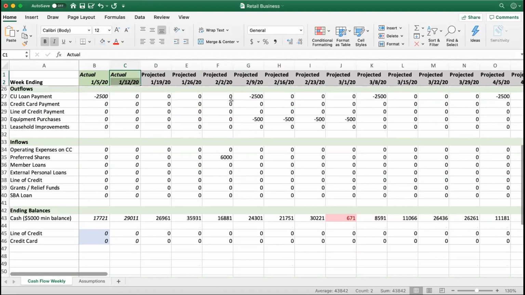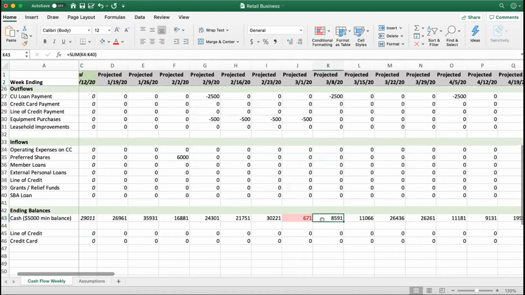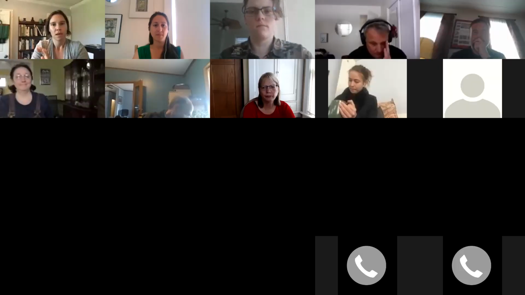Again, with the caveat that there's payroll in a week. If we're getting down to 85.91 at the end of this week, it might be that there's actually some day in that week that we ran out of cash if we paid bills too early, if we didn't delay for a day or two. So daily cash management.